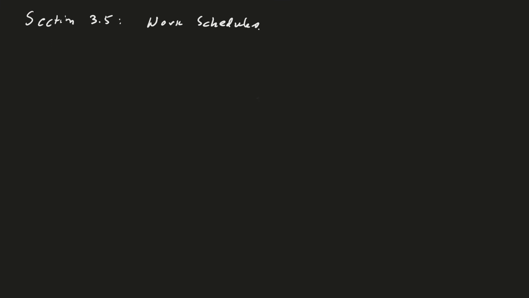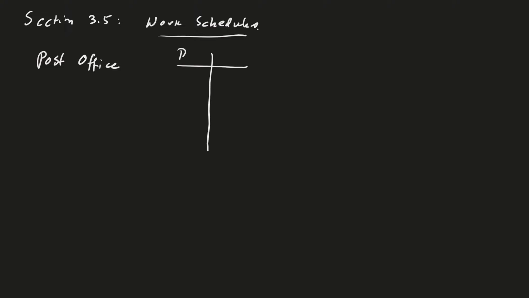Okay, so in this section, 3.5, we're taking a look at solving a work schedule using a linear program. Here's an example. It's the post office problem. In our post office scheduling, we'll have our days, the day of the week, and then the number of employees that we need. We'll have to work 7 days a week, although some days we won't have to man the front desk, for example.